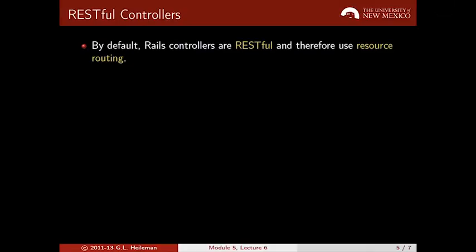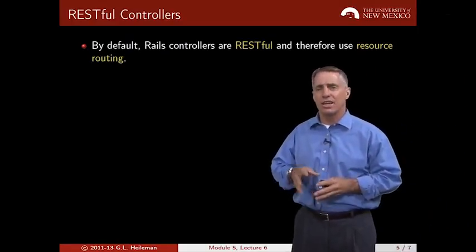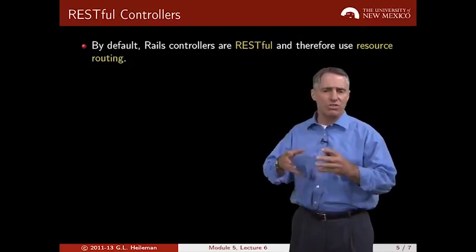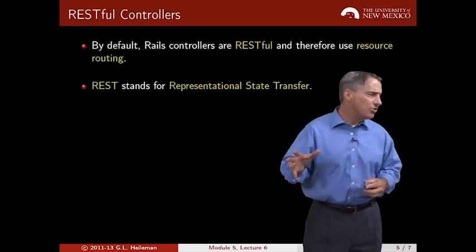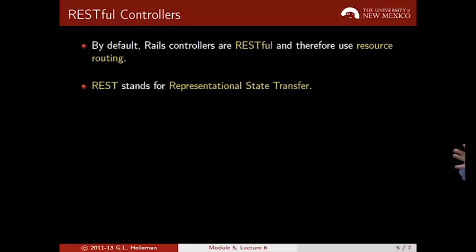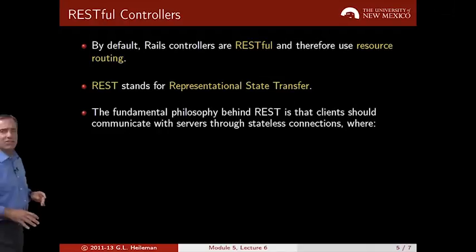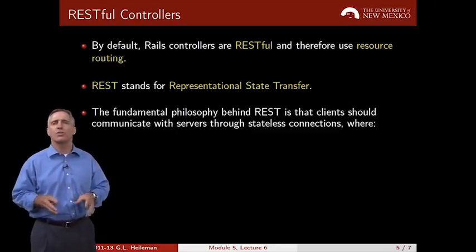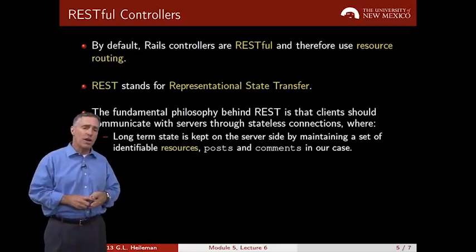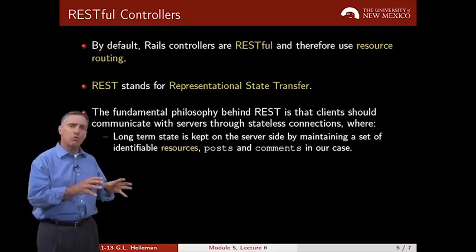By default, Rails controllers are all RESTful. In other words, they use what's known as resource routing. That's why you see resources posts, resources comments there. To understand what REST is, by the way, first of all, that stands for representational state transfer. The fundamental philosophy behind REST is that clients should communicate with servers through stateless connections where the long-term state on the server side is kept by maintaining resources.